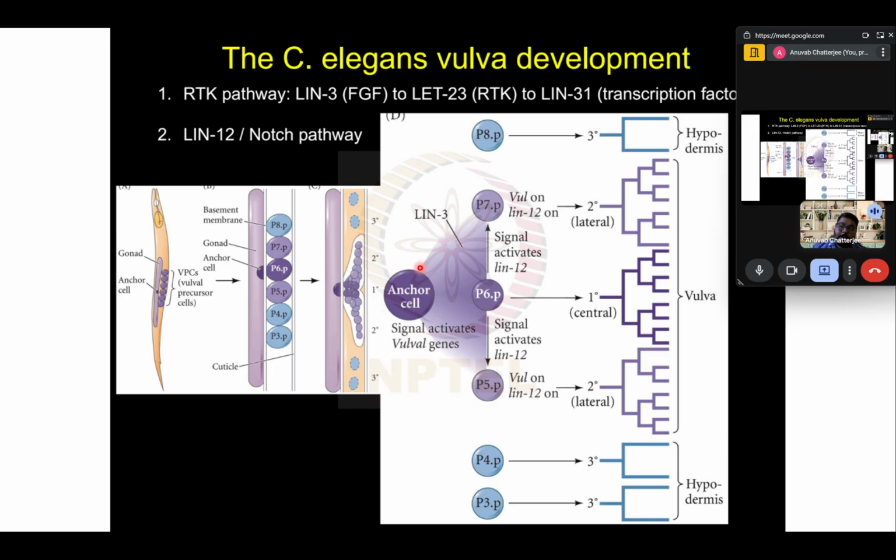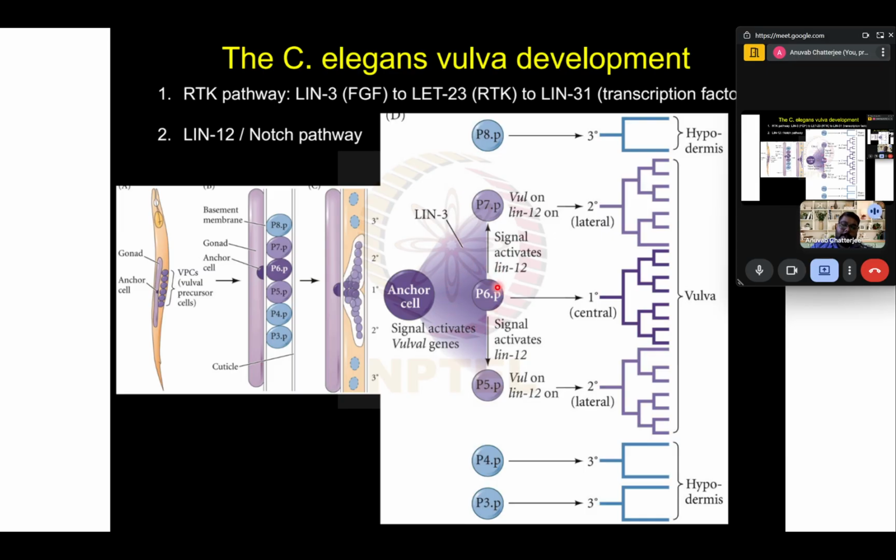Normally, there is a cell present on the gonad known as the anchor cell, which sends an RTK pathway kind of signal to the cells in the middle, mainly P5.p, P6.p, and P7.p. But since P6.p is in the middle and closest, it receives most of the signal, and has a primary fate and causes the primary structures of the vulva to form.